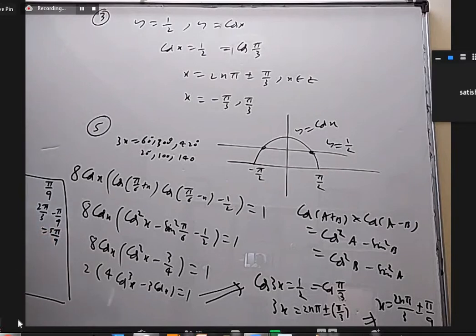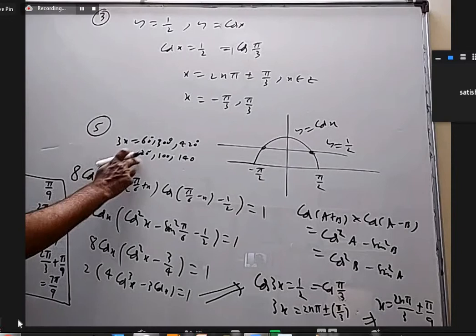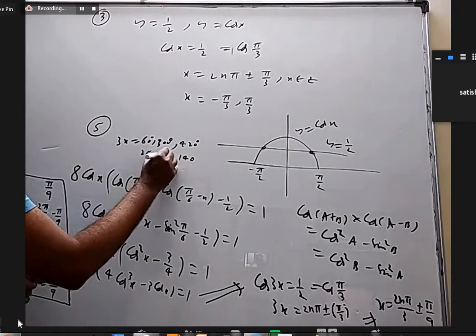That is 100. That's okay. Next, 2 pi by 3 plus pi by 9, that will be 7 pi by 9. Okay, so which is 20, 100, and 140 degrees also.